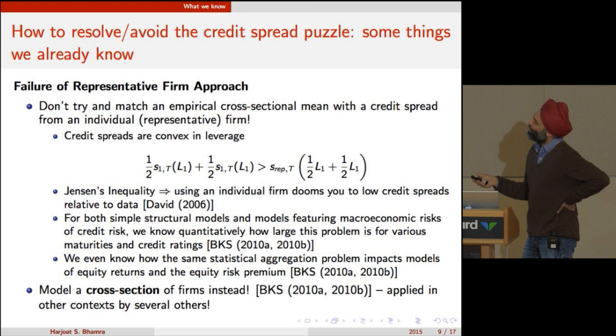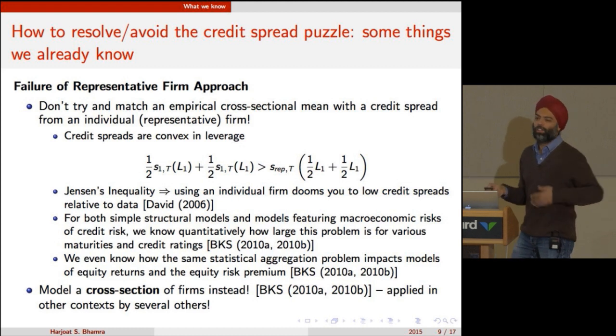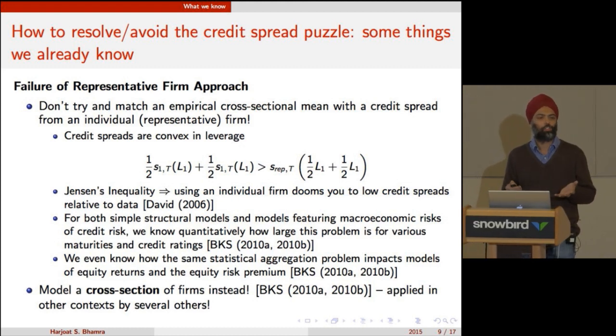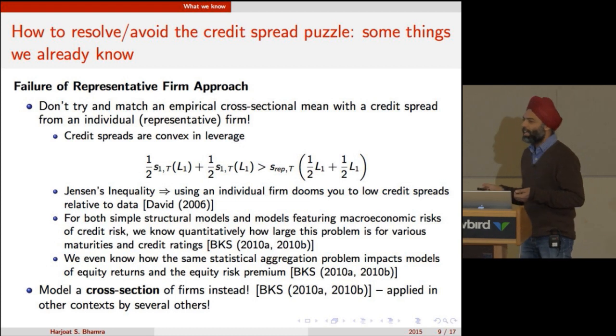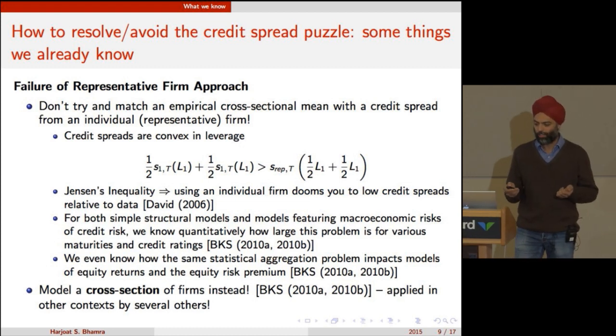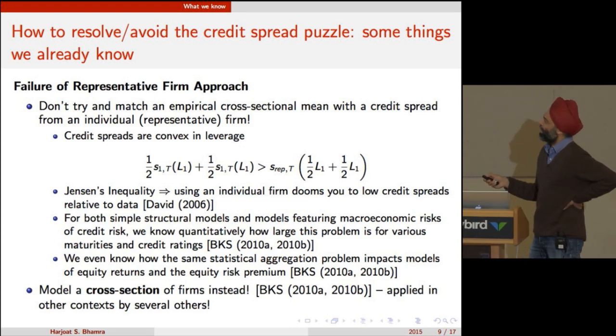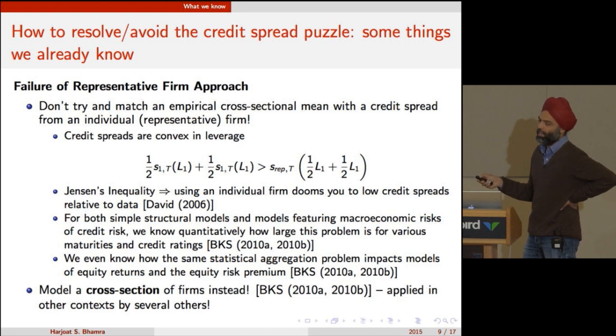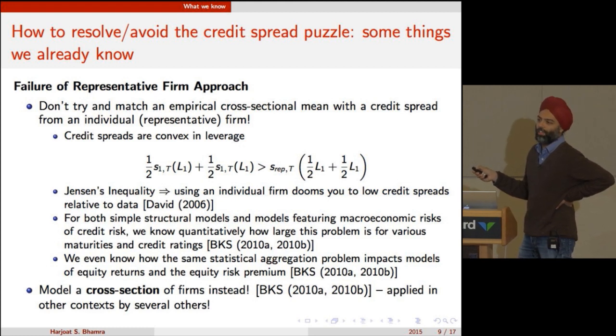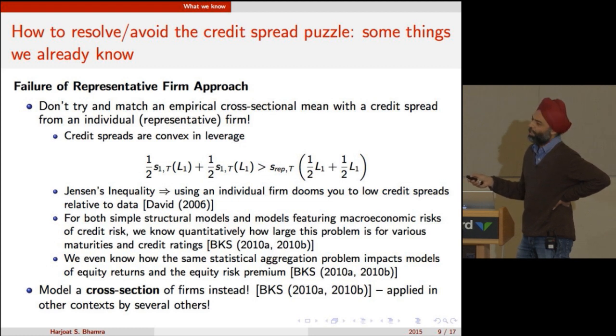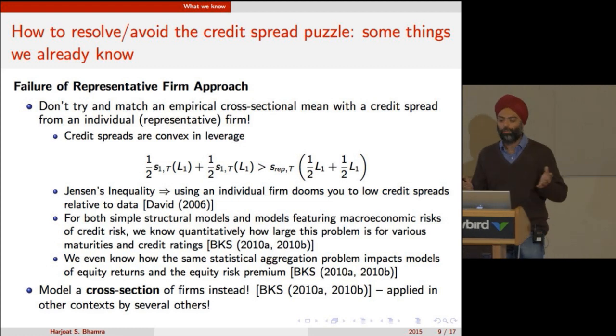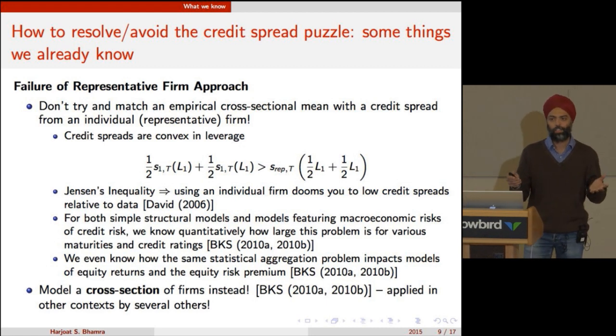Think of these spreads as a function of a characteristic such as leverage. It's intuitive that spreads depend on leverage. And actually, spreads are convex functions of leverage. So we know from Jensen's inequality, this thing on the left-hand side, which is what you have in the data, is going to be bigger than what you get if you just take a single representative firm and plug in the average leverage inside that. So you get this Jensen's inequality bias. If you use an individual firm, it dooms you to low credit spreads relative to the data.